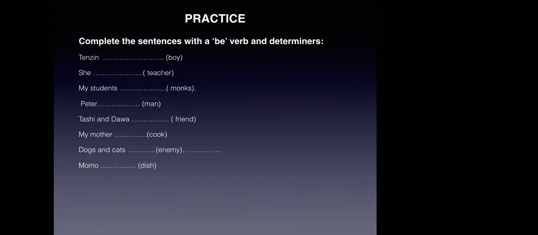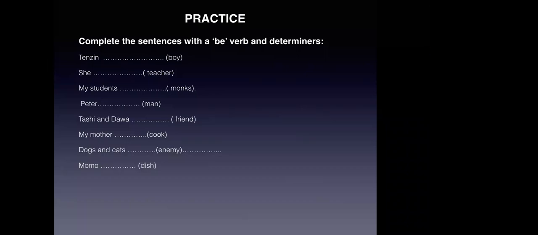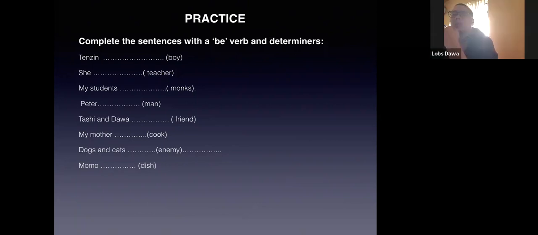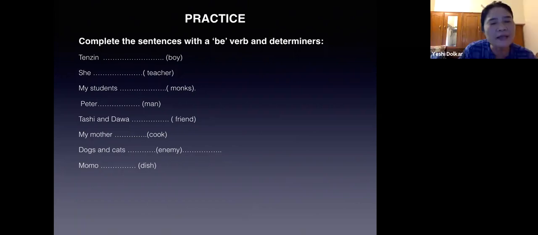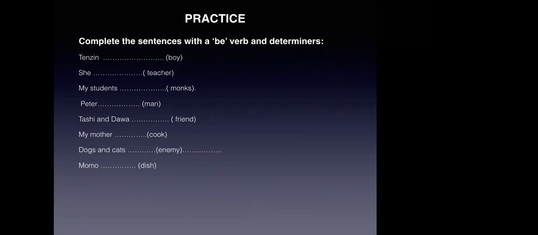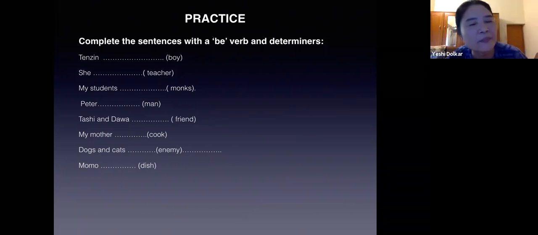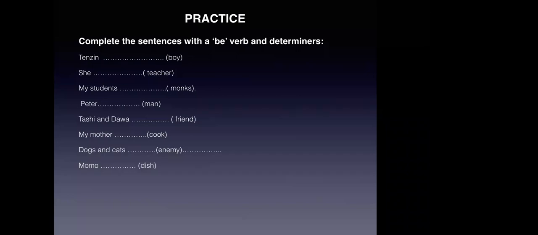Then Tashi and Dawa are friends. Yes. Then my mother is a cook. Yes, very good. My mother is a cook. Then dogs and cats are enemies. Yes, enemies. Dogs and cats are enemies. Okay, then Momo is a dish. Yes, Momo is a dish.